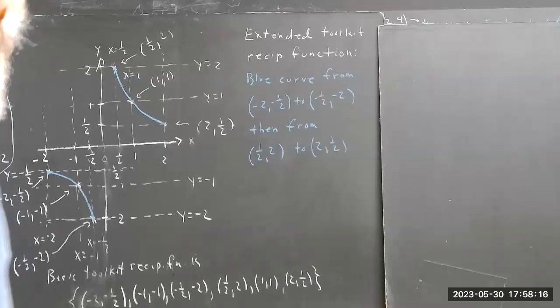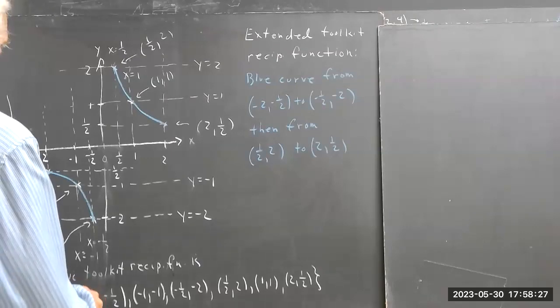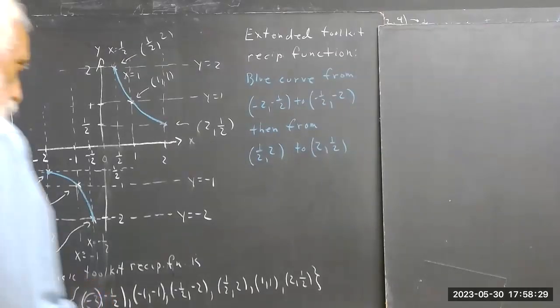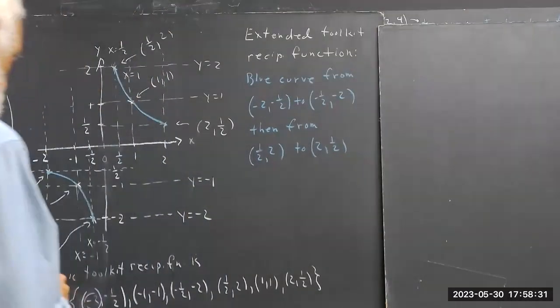Okay, now we have the basic toolkit reciprocal function. We're going to smudge a little bit, but I think you can still read everything. The domain of the basic toolkit reciprocal function consists of -2. Let's make sure we can read that.